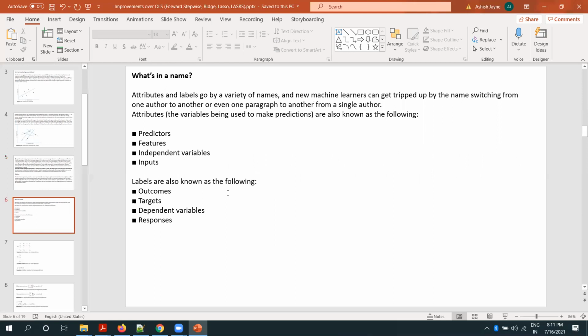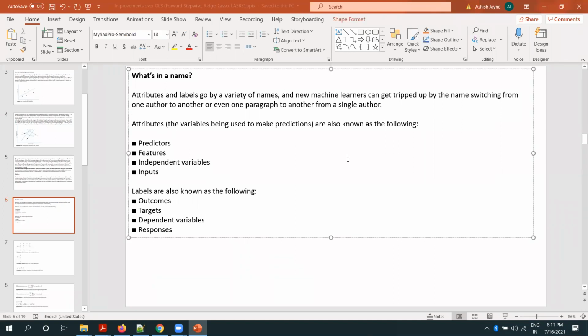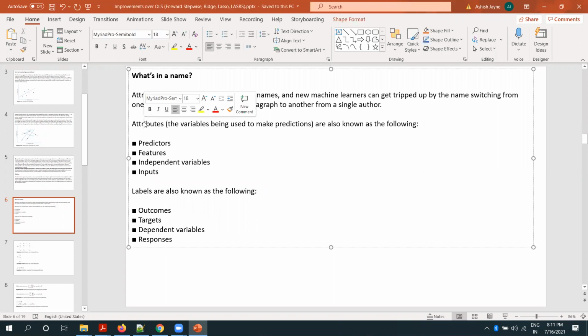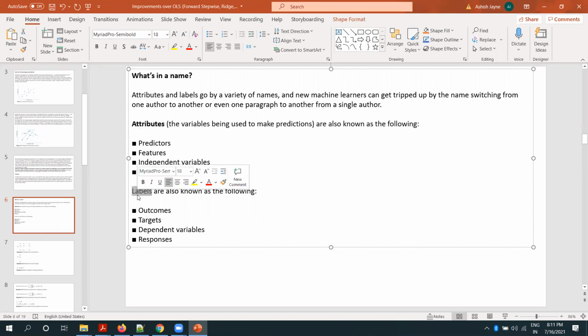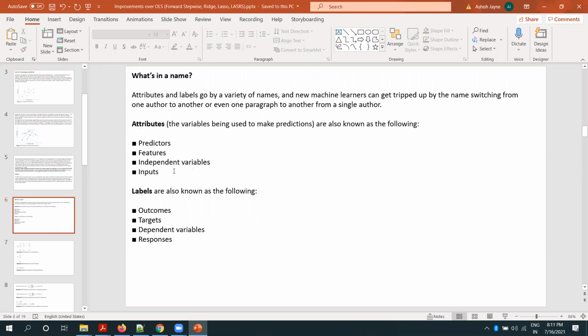Before we get into the depths of the different versions of regression methods, we will see how we are referring to attributes and how we are referring to labels. Attributes are also called predictors, features, independent variables, or inputs, and labels are also known as outcomes, targets, dependent variables, and responses.